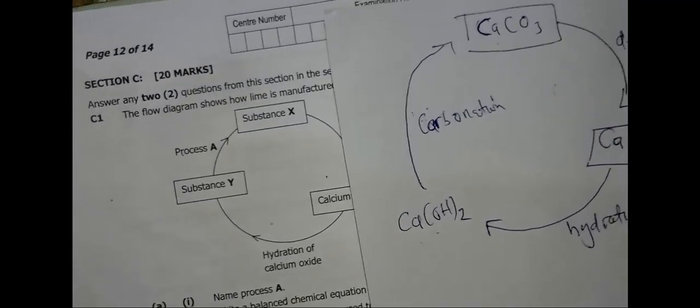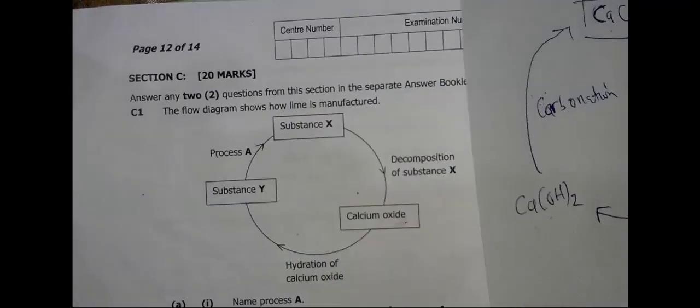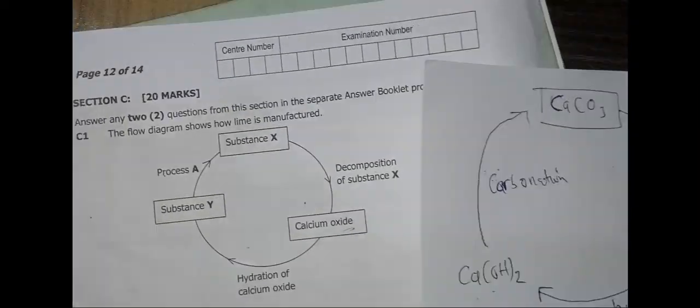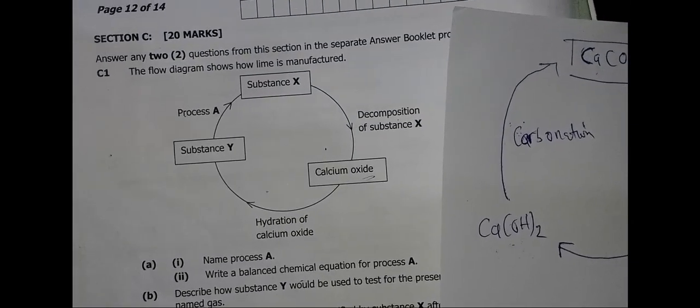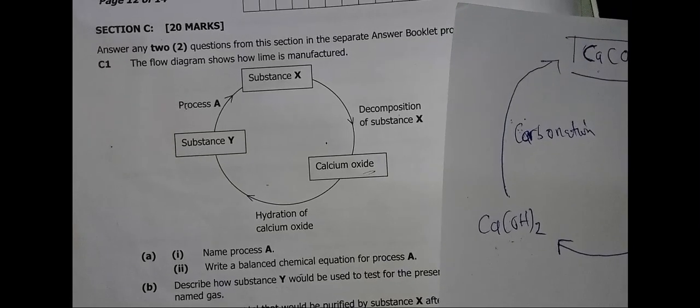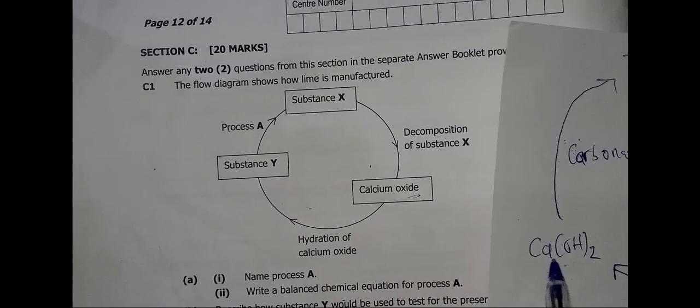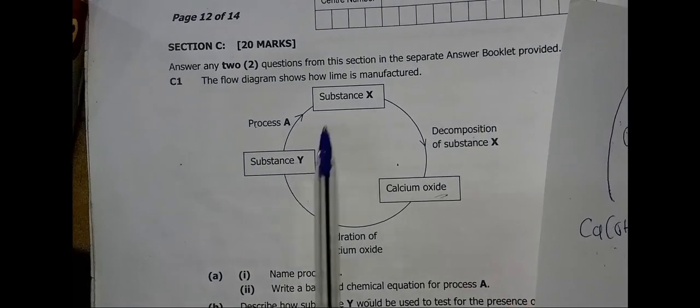Now let's get to the answer to the question. I want you to see this diagram alongside. Let's get to the first question: name the process A. It is the process from substance Y, calcium hydroxide, to substance X, calcium carbonate.